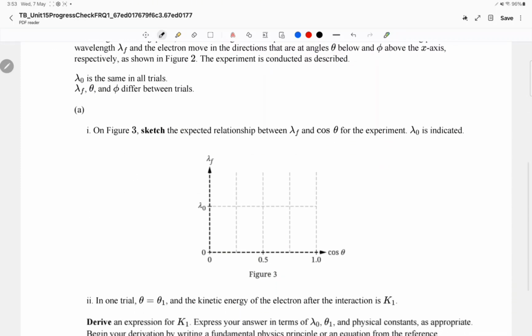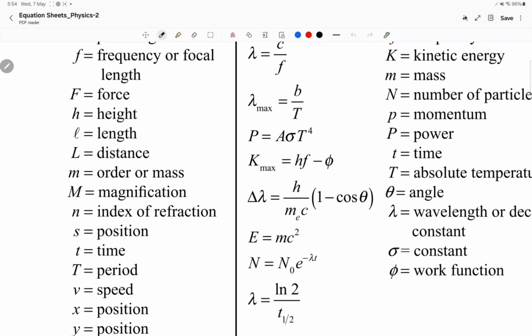Okay. Well, in figure 3, sketch the expected relationship between lambda f and cosine theta for the experiment. Okay, it's time to bring up our reference sheet. So in our reference sheet, we're looking at this equation here to work with, where delta lambda is equal to h over m_e c, mass of electron times c, multiplied by 1 minus cosine of theta. Let's take it back to the question.